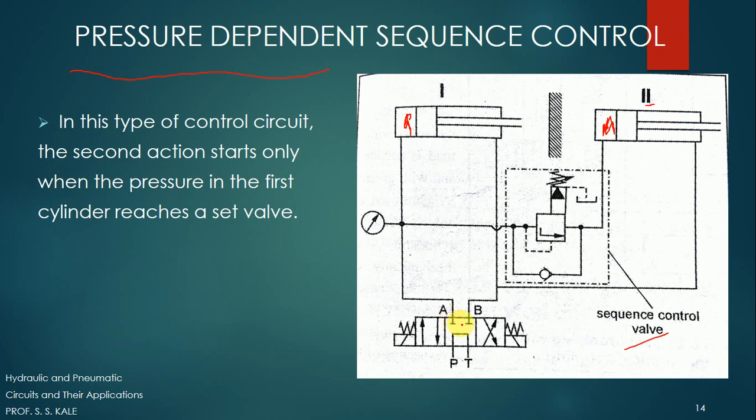So the returning line is quite similar to what we have seen previously, but the forward line is sequencing. When the pressure in the first cylinder piston arrangement reaches a certain limit, then and only then will the piston of the second cylinder operate, otherwise it will not operate. This is what is called sequence control.